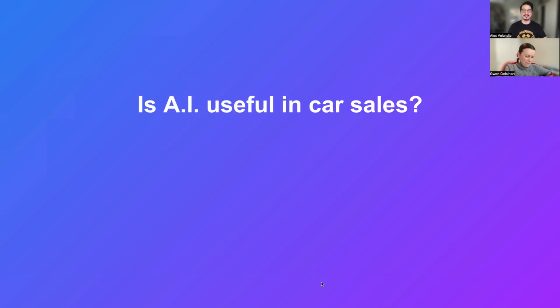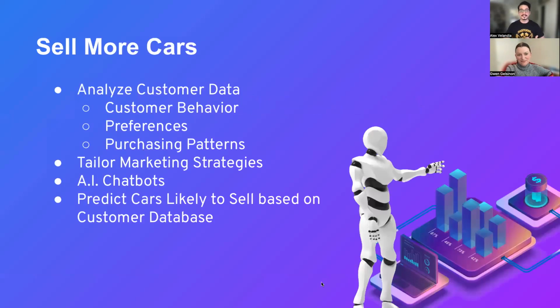So here we are, the meat and bones of is AI useful in car sales? First, let's talk about how AI can be helpful to sell more cars. AI can be used to analyze customer data and provide insights into customer behavior, preferences, and purchasing patterns. By analyzing that data, dealerships can tailor their marketing and sales strategy to better meet the needs of their customers. For example, AI-powered chatbots can help dealers engage with potential customers and answer their questions in real time, even when your dealership is closed. By providing helpful and informative responses, chatbots can help build trust with your customer and increase the likelihood of a sale.